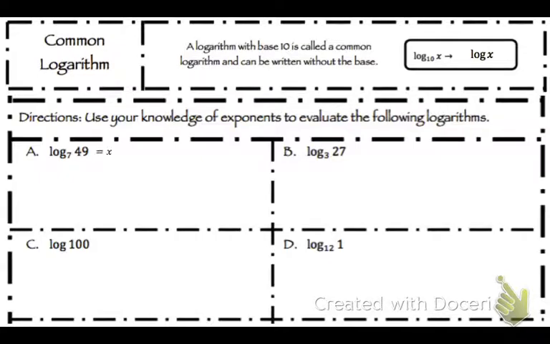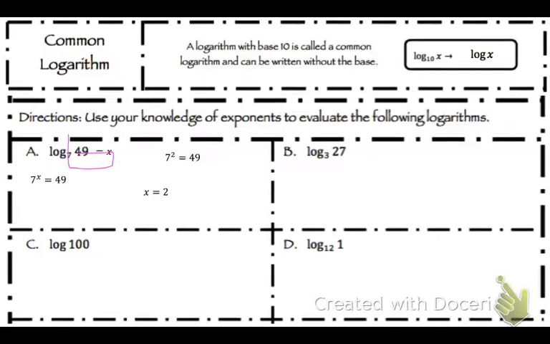So I'm just going to set this equal to x. Now, change that to an exponent. That's 7 to the x power equals 49. Well, 7 to what power will give me 49? If you don't know right off the top of your head, then just start checking in your calculator. But 7 squared equals 49, which means x equals 2.